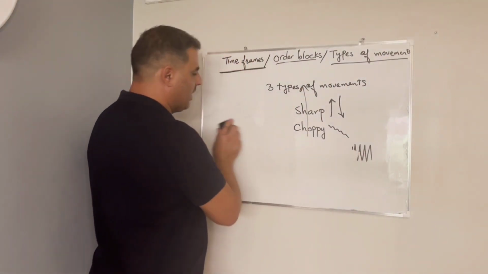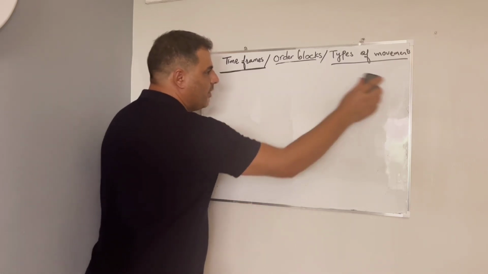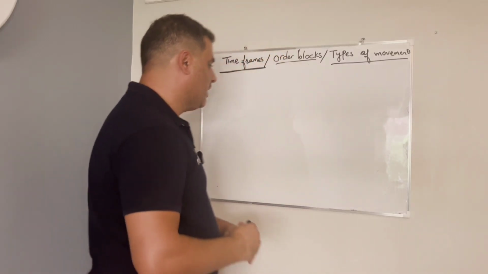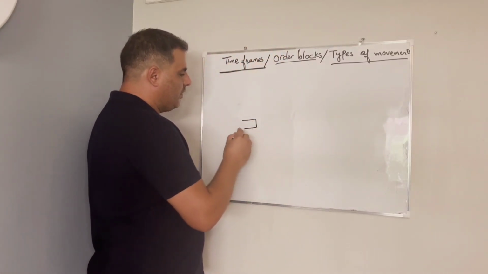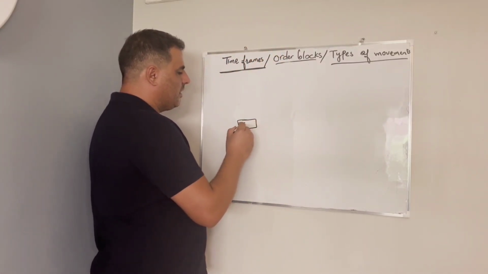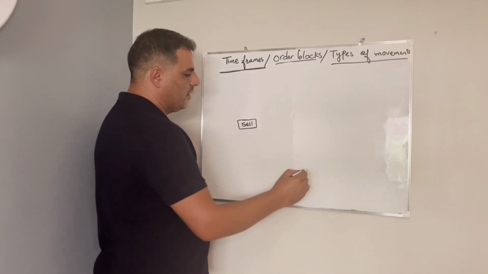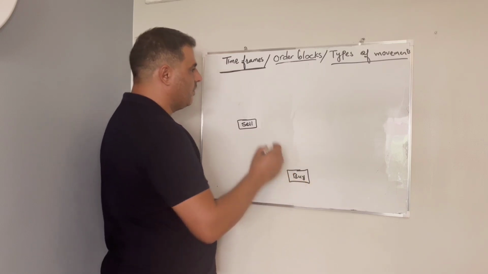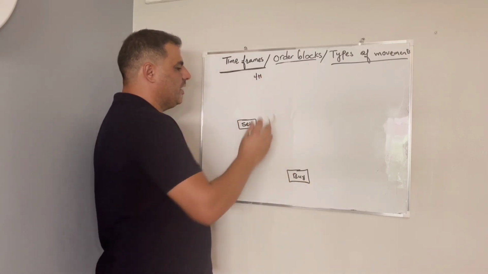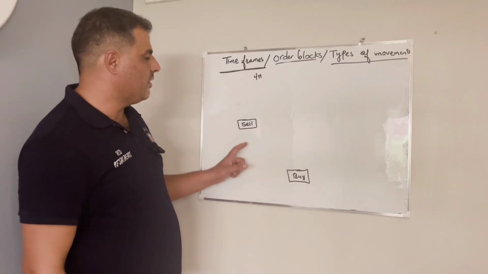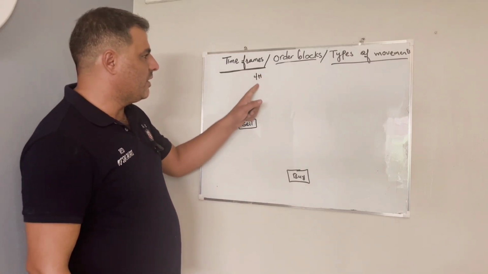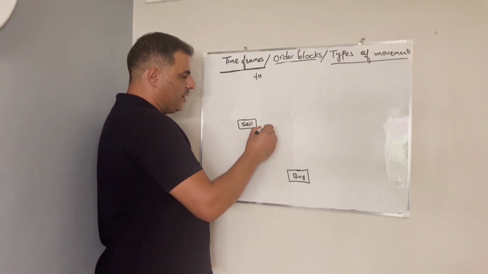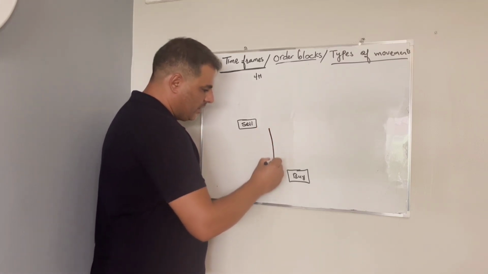I will draw this again to clarify. I'm trying to give a very simple answer, and then in future videos we are going to give you examples. So let's say you locate a sell order block here and a buy order block here in a 4-hour time frame. It can happen in any time frame, but we go for the 4-hour time frame in order to make fewer mistakes.